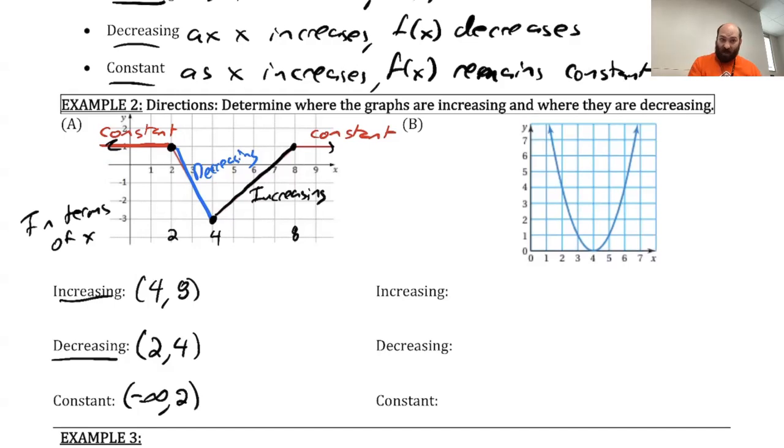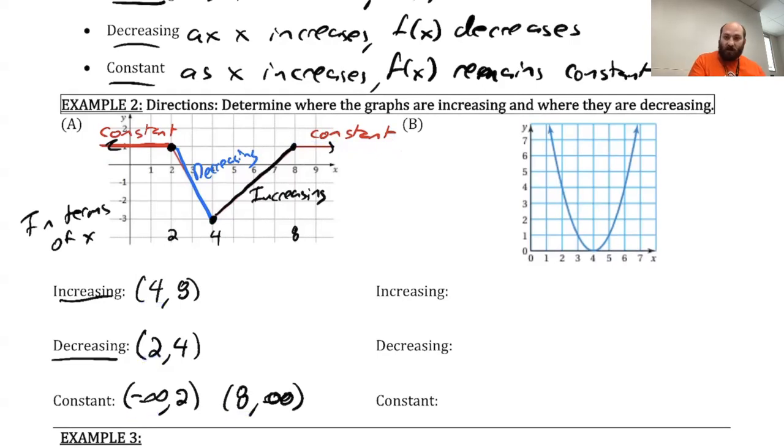And again, these are in terms of x. The other one starts at 8 right here and goes forever that way, so that's going to go on to infinity. So we have negative infinity up to 2, and 8 to positive infinity. Again, these are always left to right. You notice the lower numbers are to the left in every case.